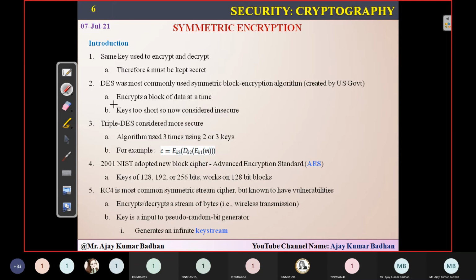So, triple DES, you remember? If you apply DES only one time, we are using a 56-bit key, and for the message we can use a 64-bit block. But when you apply triple DES, the Advanced Encryption Standard, the key size has been increased. Not only the key size, even the message size. Earlier it was 64-bit, now they have increased it to 128-bit.